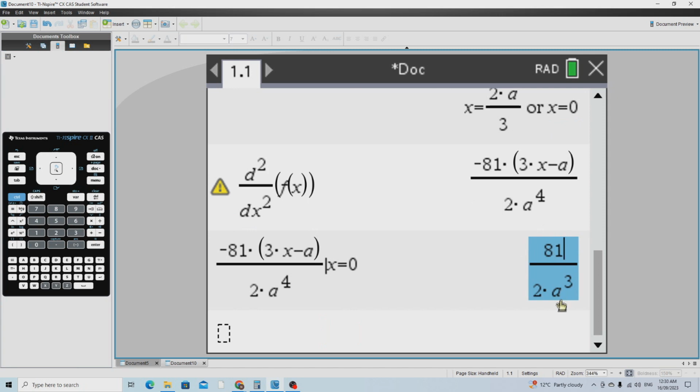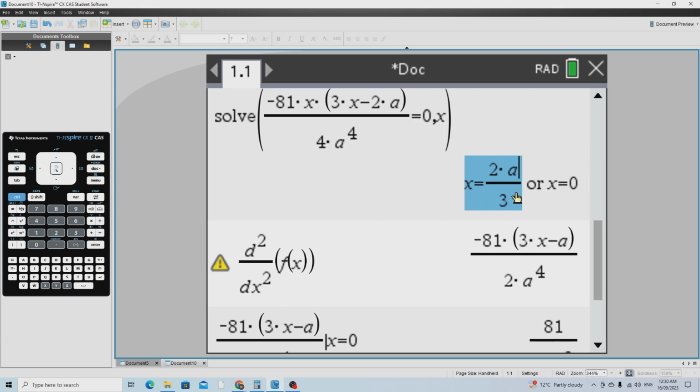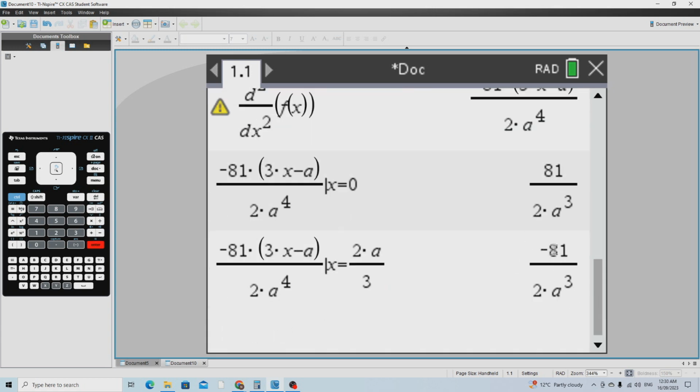No, it's a positive value. Remember, a is greater than 0, so the whole function over here is positive. So when x is equal to 0, that's a minimum value. So let's double check the last one, which was this over here. Aha, this is a negative value, so this is your maximum. So your maximum occurs at 2a on 3.